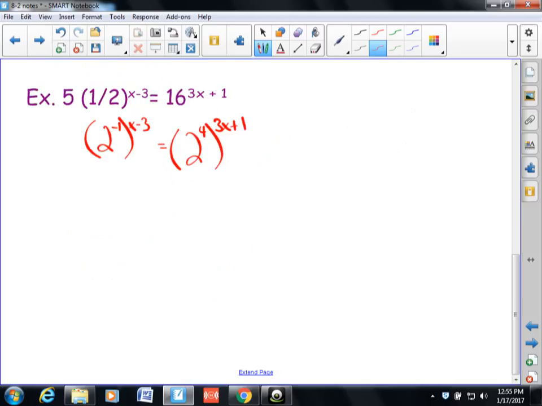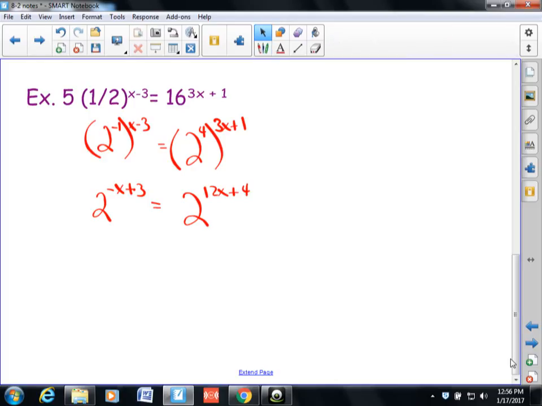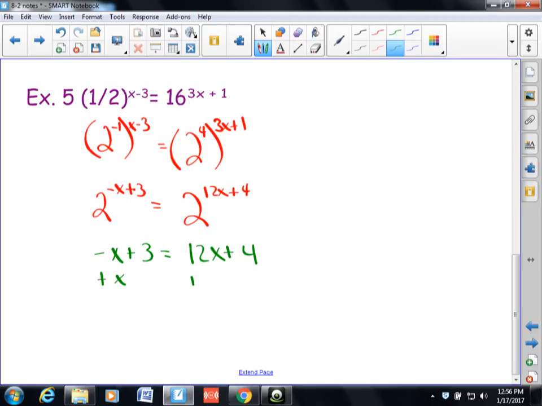All right, so now we'll raise our power to a power. So this will give us 2 to the negative x plus 3. And this will give us 2 to the 12x plus 4. And now that we've got that all simplified, we'll set these two equal to each other and go ahead and start solving. This time I'm just going to add x to both sides. And then I'm going to subtract 4.